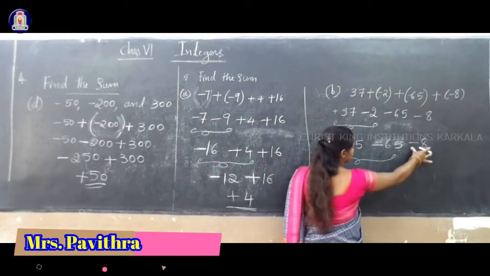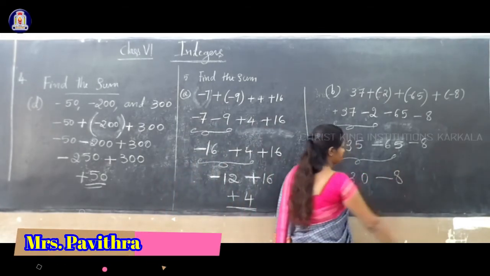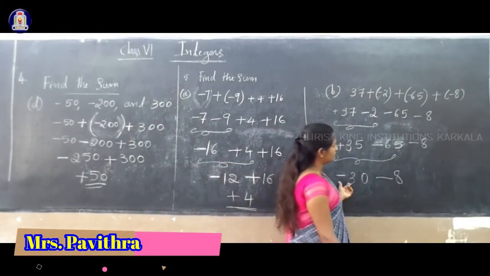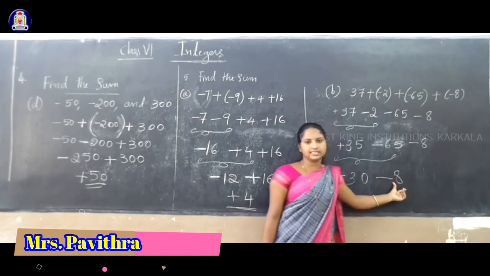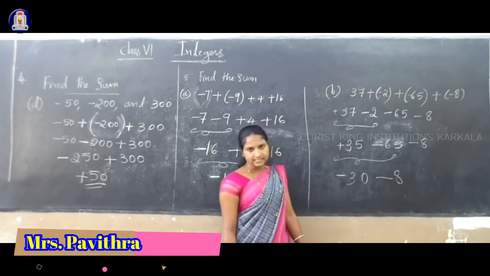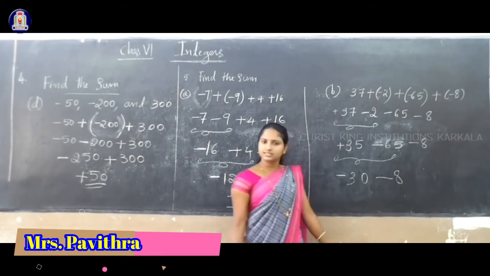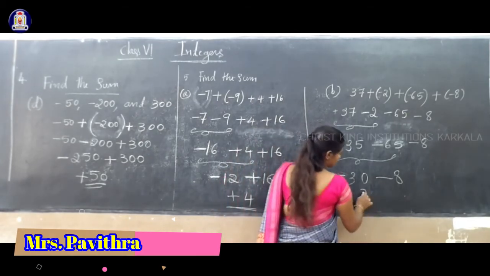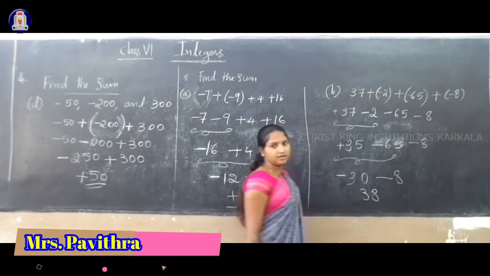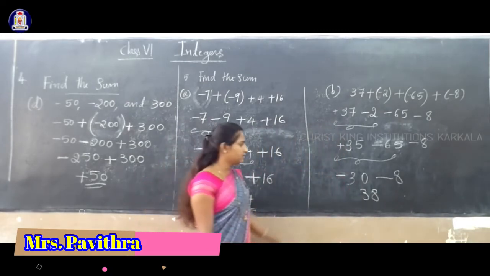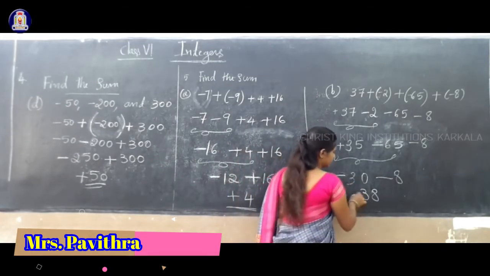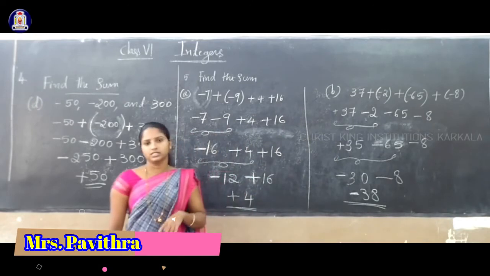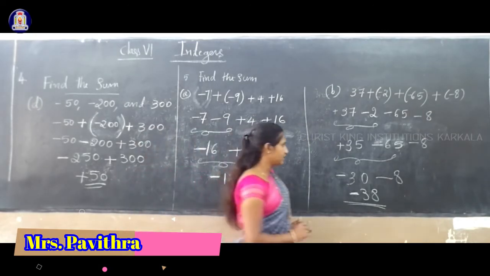The remaining integer we write in the next step. What is that? Minus 8. Okay. So now minus 30 minus 8. See the sign? Minus and minus. Same sign. Same sign, addition. So 30 plus 8, 38. So which is the greater number? 30 is greater. That sign is minus. So the answer is minus 38. Clear? So minus 38 is the answer.